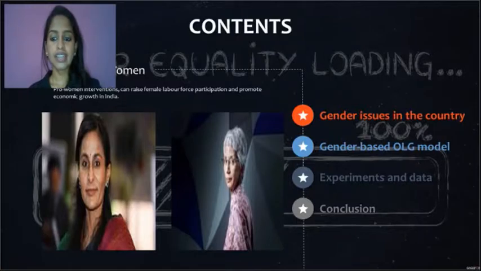As you can see, the contents will basically include gender issues in the country, the gender-based OLG model, experiments and data, and conclusion. And also these are two famous women, as you all know, Sunita and Rekha, who have been pro-woman activists working to find out and finalize what's happening in India against gender bias and inequalities.